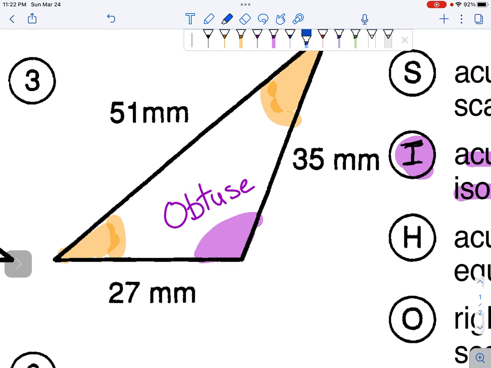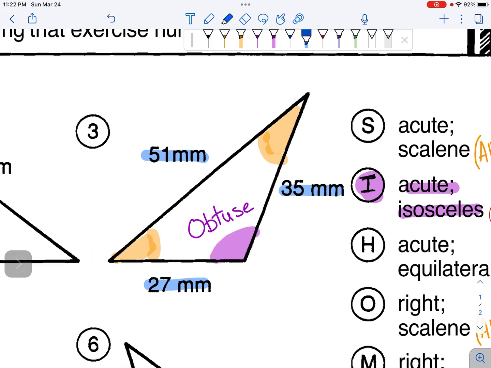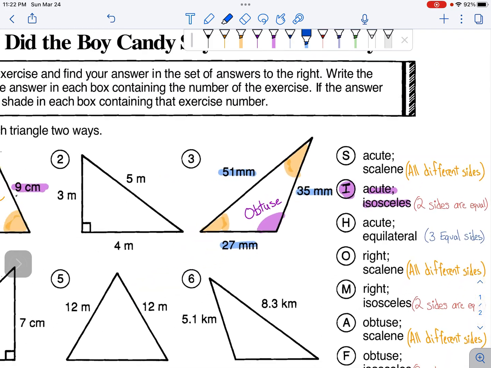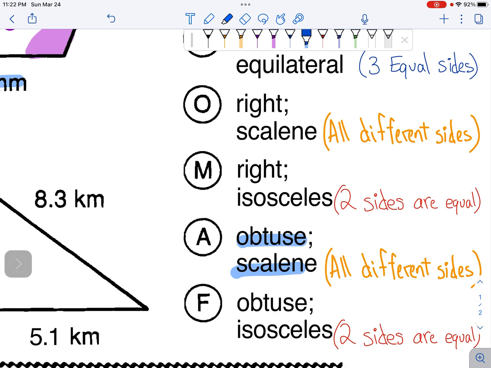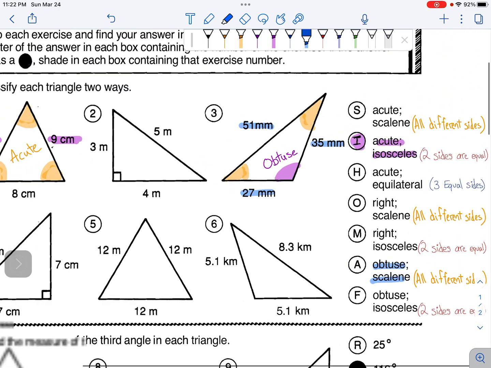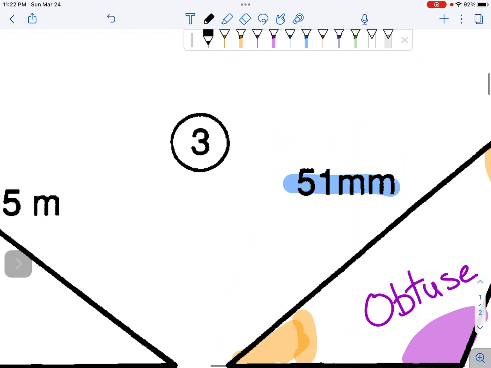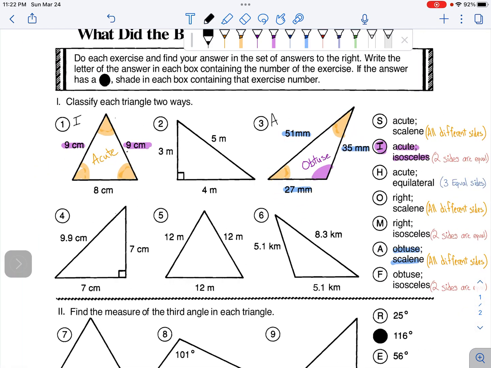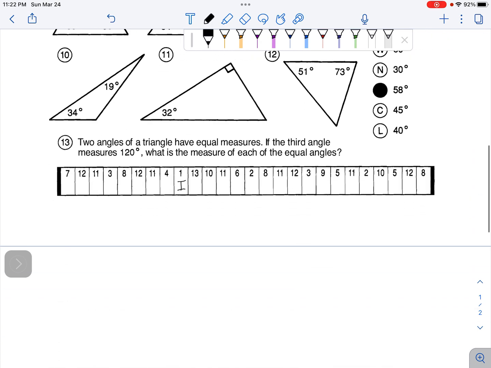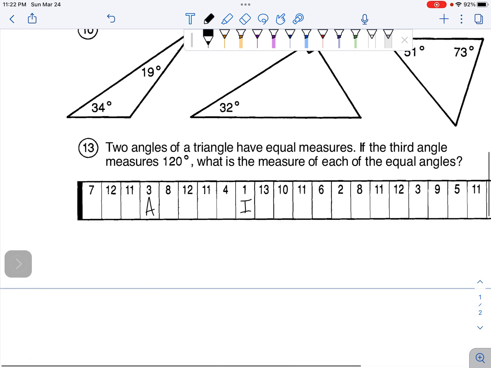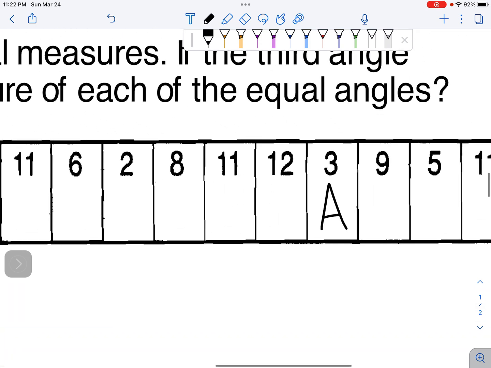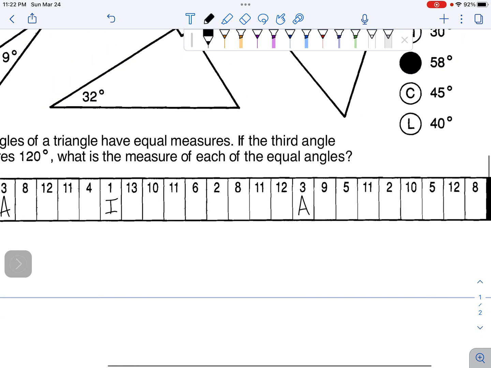And then as I look through the sides, 35, 51, and 27, they're all different, which means we are looking for obtuse scalene. It's right here. You might also notice that I wrote the words in here for you. All different sides, two sides are equal, right? So obtuse scalene is A. So number 3 is A. Down below, number 3 is A. Okay. Oh, did you notice there's another 3 down here? And I'll put an A there as well. Looks like there's only one I though.